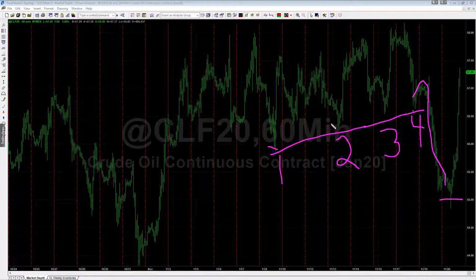The first 2 are not always obvious. Usually when it comes to the third one, it starts to become obvious. And then it's just a matter of how long is this going to last. 3 would have been a great trade. 4, you could have gotten a little bit of a bounce and taken a little bit of a profit. But then the pattern was taken out.